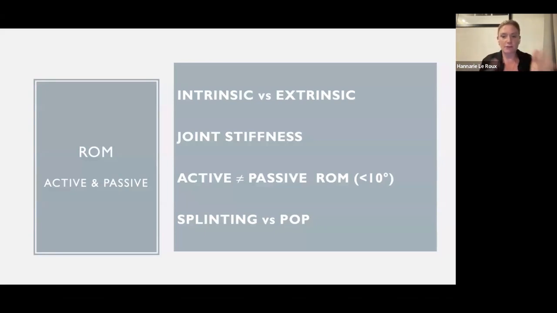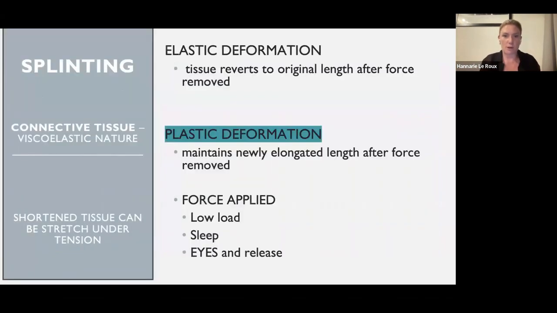So splinting versus POP then. If you have a nice range, so you're getting about 30 degrees in passive, you can explore splinting. I would go for it, but it depends on how much force is necessary to get that passive range. That will determine whether you're going to splint or whether you're going to pop. So splinting and casting in this section.